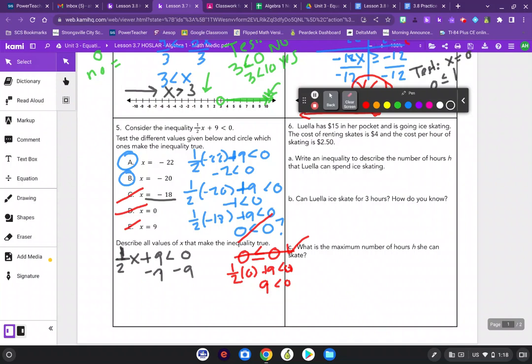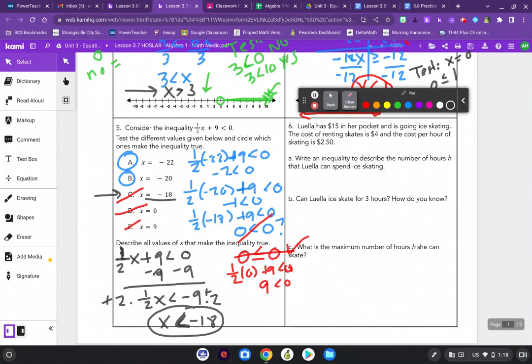I can subtract 9 on both sides. I get 1/2 x is less than -9. And if I multiply both sides by 2, I'm not flipping the inequality because I multiplied by this positive 2. You get x is less than -18, not equal to, because when I put -18, I got 0 is not less than 0, so not equal to, but anything less than -18 would work.